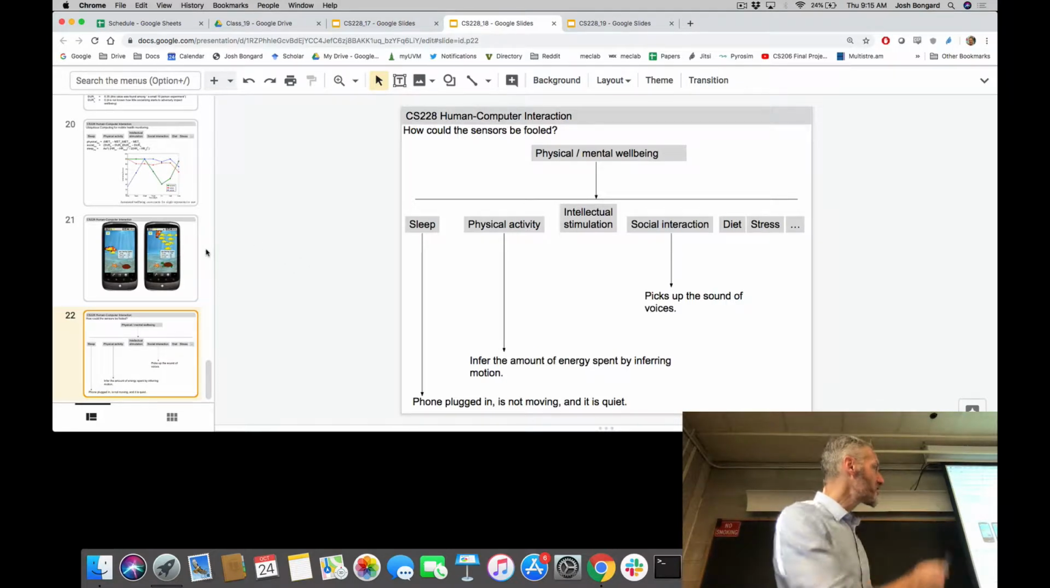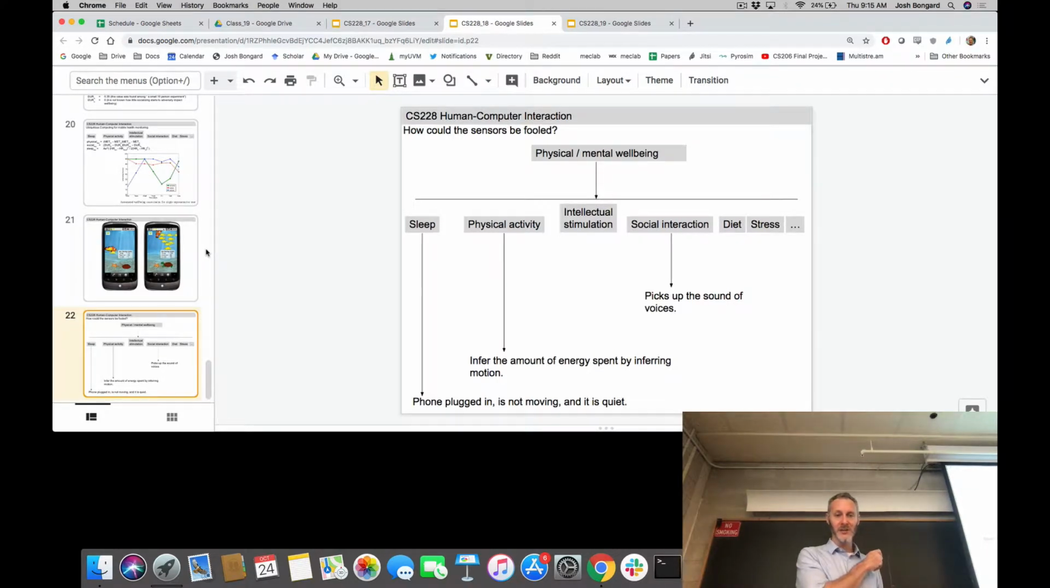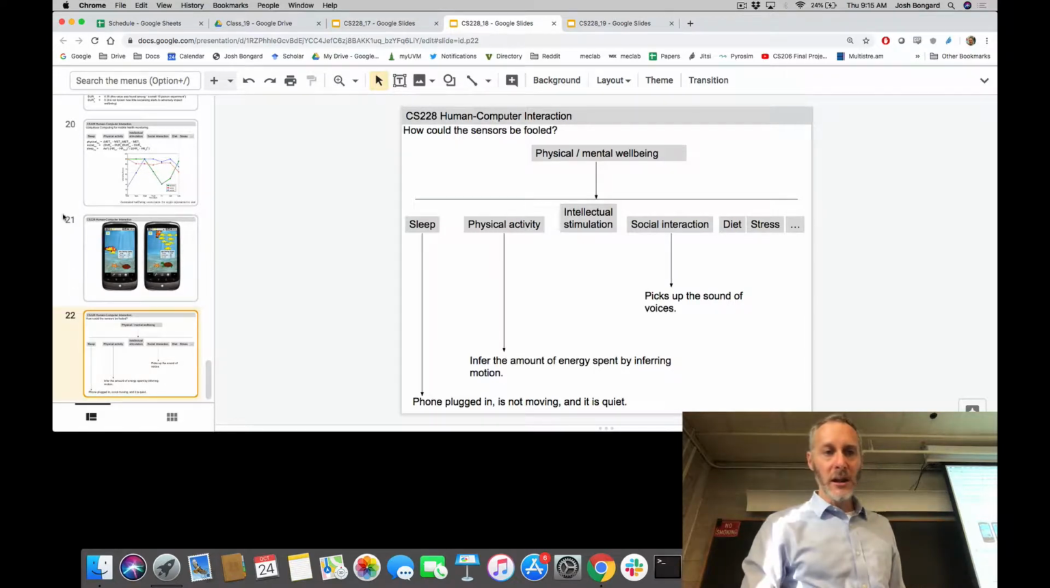Okay, so just as a summary here, in this early example, they were trying to infer sleep, physical activity, and social interaction. Phone plugged in, not moving and quiet: predict sleep. Infer the amount of energy spent from accelerometer data. Infer something about social interaction from picking up voices. You could imagine a lot of difficulties with these technologies. You can imagine bringing in lots of other sensors to corroborate and improve these predictions if the user is willing to do so. Okay, so let's move on.